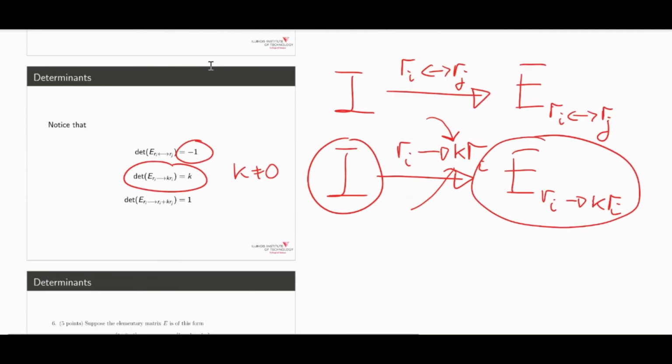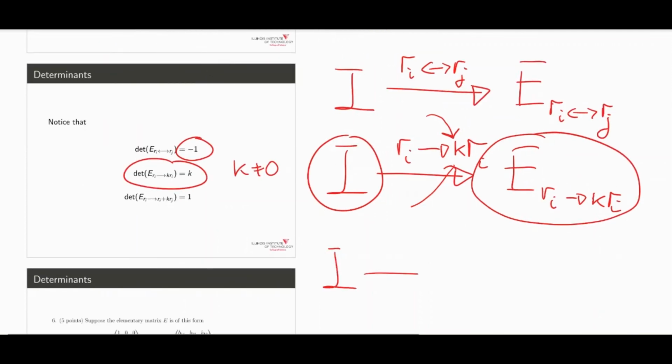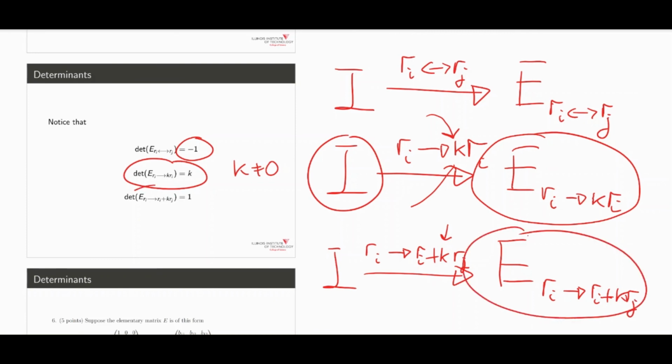And then finally, we also have another elementary row operation, that is taking Ri and changing it to Ri plus k times Rj. Again, this k is taken to be non-zero, and you get this elementary matrix with a notation that looks like this. And we also know that the determinant for this matrix is actually just 1, because the determinant for this matrix and the determinant of the identity will be the same. All these are properties that we have discussed before in the previous video.